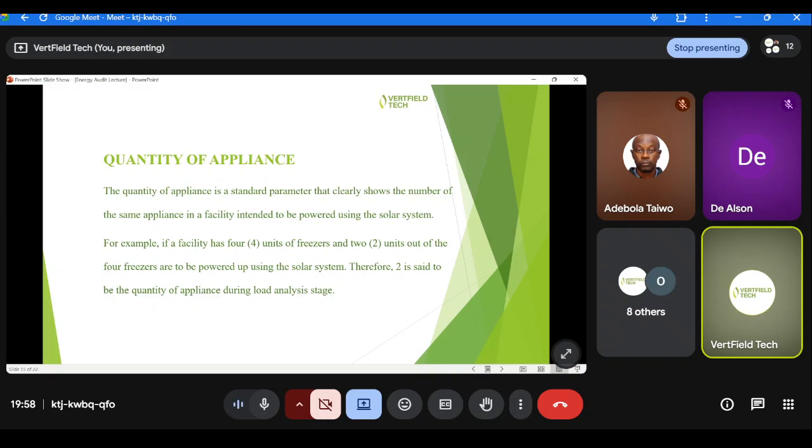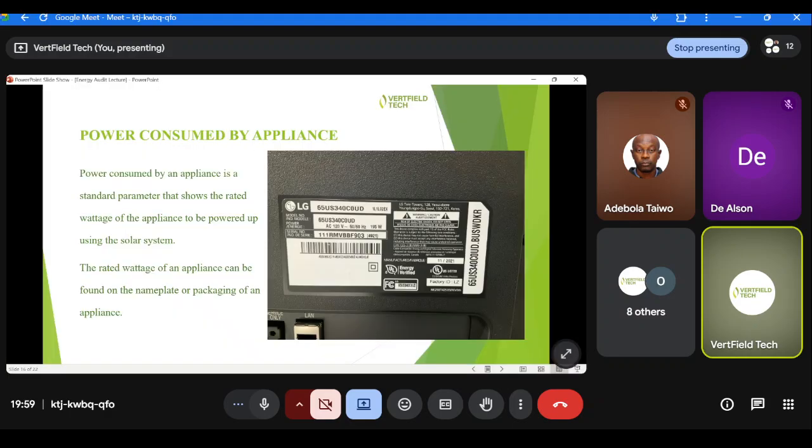So it means on our table of load analysis, we are going to be considering two televisions to be powered up. These two televisions are going to be of the same type. They are going to have the same parameters as well. I hope that is understood.